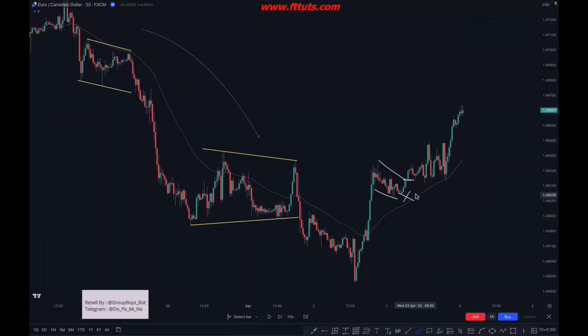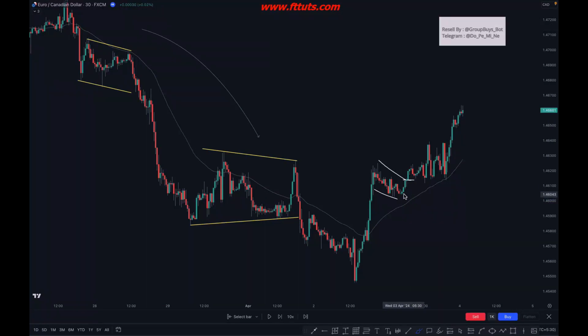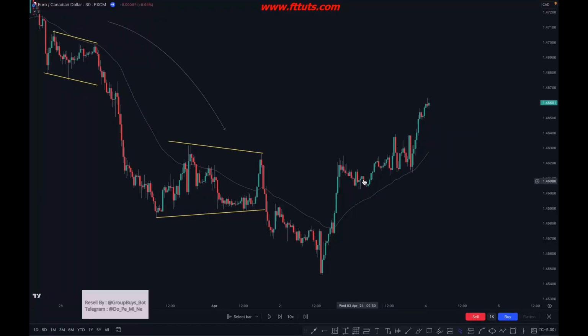Okay, the market did not reject from this EMA. So what are we looking for here? We are looking for a buy, but we need to wait for the market to create a complete structure, a complete pattern. We need to wait for a complete pattern here. Right now there is no buying entry at this point.